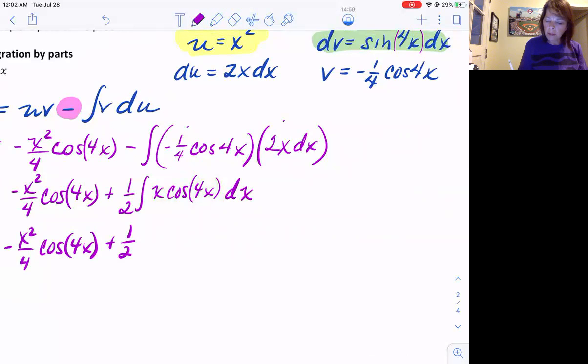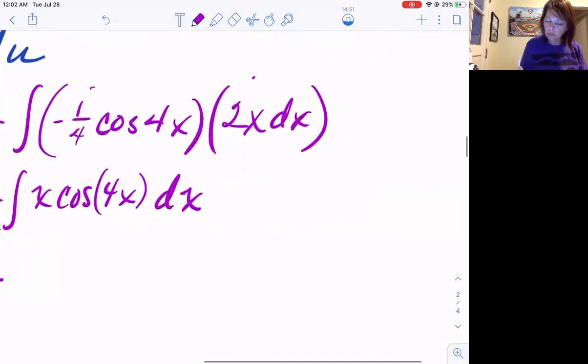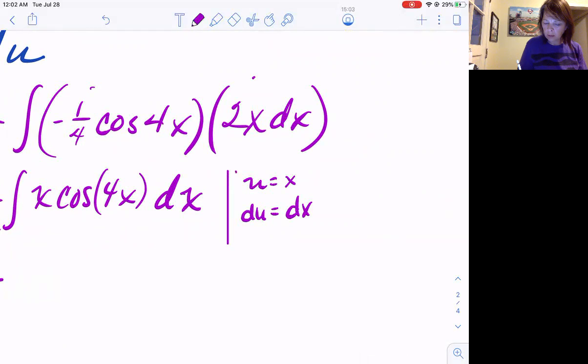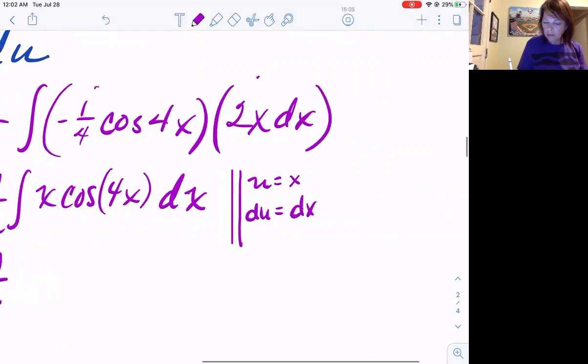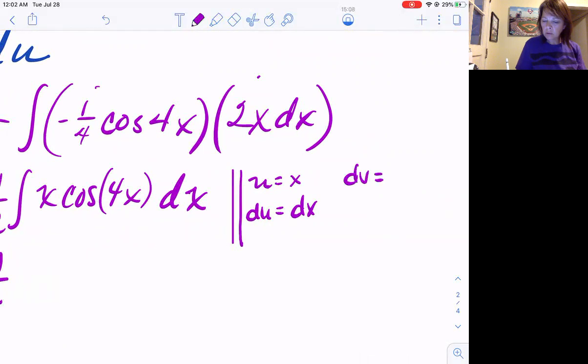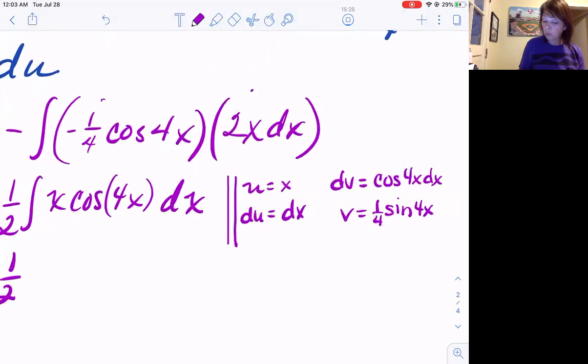So what I'm going to do is go back and pick another u. My u is equal to x, and therefore my du is equal to dx. I like to draw a little line here, maybe even a double line. And then my dv is equal to cosine 4x dx. And my v will be equal to, now remember you're taking the antiderivative, so it's going to be 1/4 sine 4x. So you've got a short little u-sub in there with the 4x, all right?